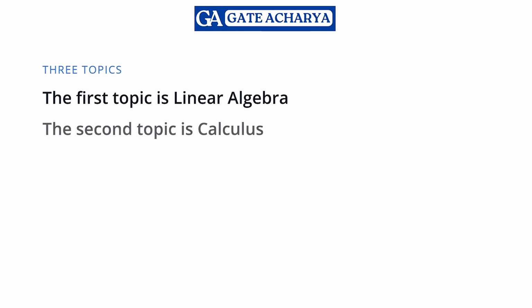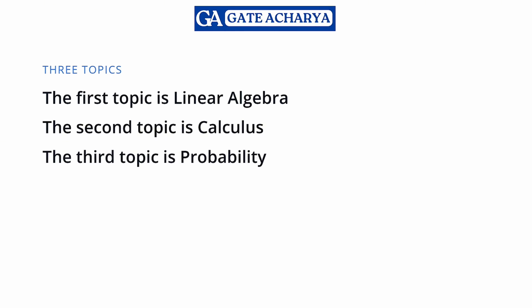Now, how to prepare for engineering maths for GATE so that I can get 13 out of 30. So let me give you a brief idea of what the engineering maths syllabus is all about. For CS and DA branches, there are only three topics of engineering maths that you have to study. The first topic is linear algebra, the second topic is calculus, and the third topic is probability.